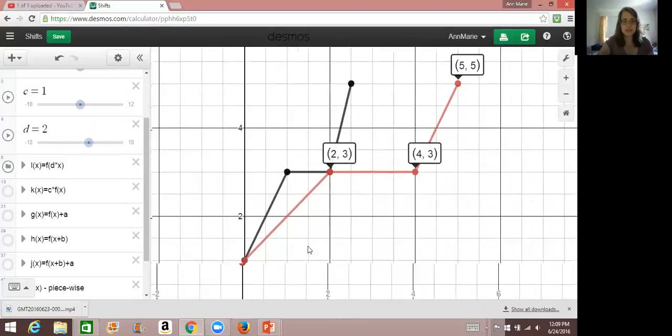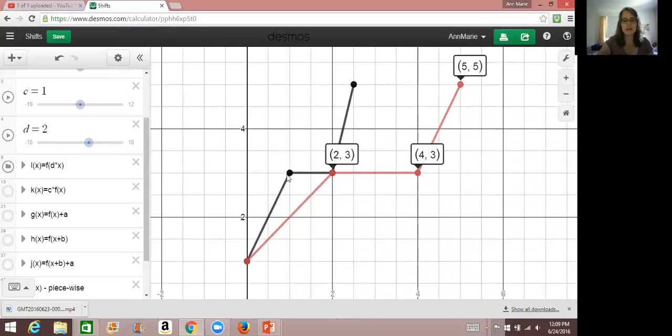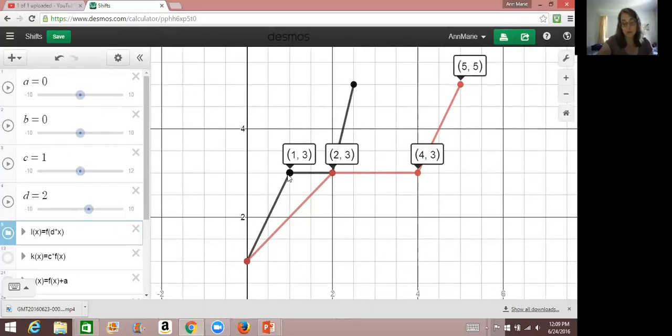So what happens to my point 2, 3 here? It becomes 1, 3. My point 4, 3 became 2, 3. And this point 5, 5 became 2.5, 5. So I divided all of my x's by 2. Those internal shifts, stretches, modifications are always going to feel a little backwards. If I multiply inside, then I end up with a squish.